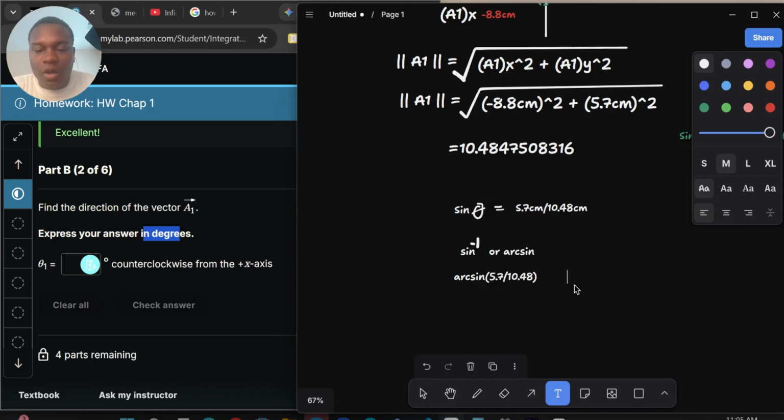We got this arcsine of 5.7 divided by 10.48. So I got this big number, 32.94905640573. And we're just going to put 32.95 because it rounds up. 32.95.